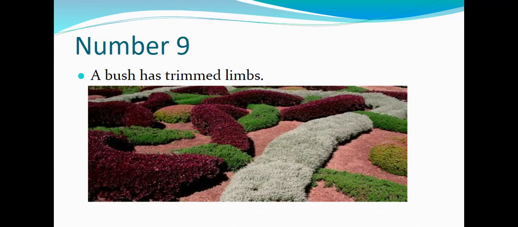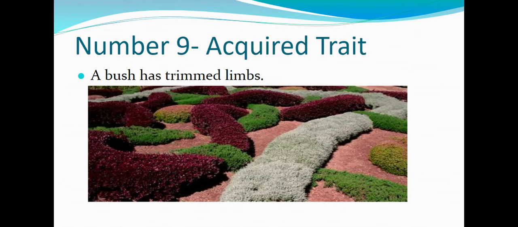Number 9, a bush has trimmed limbs. Acquired trait or inherited trait? Acquired trait. Those bushes did not grow like that. Someone went out there with a hedger and hedged up those bushes to look like that.